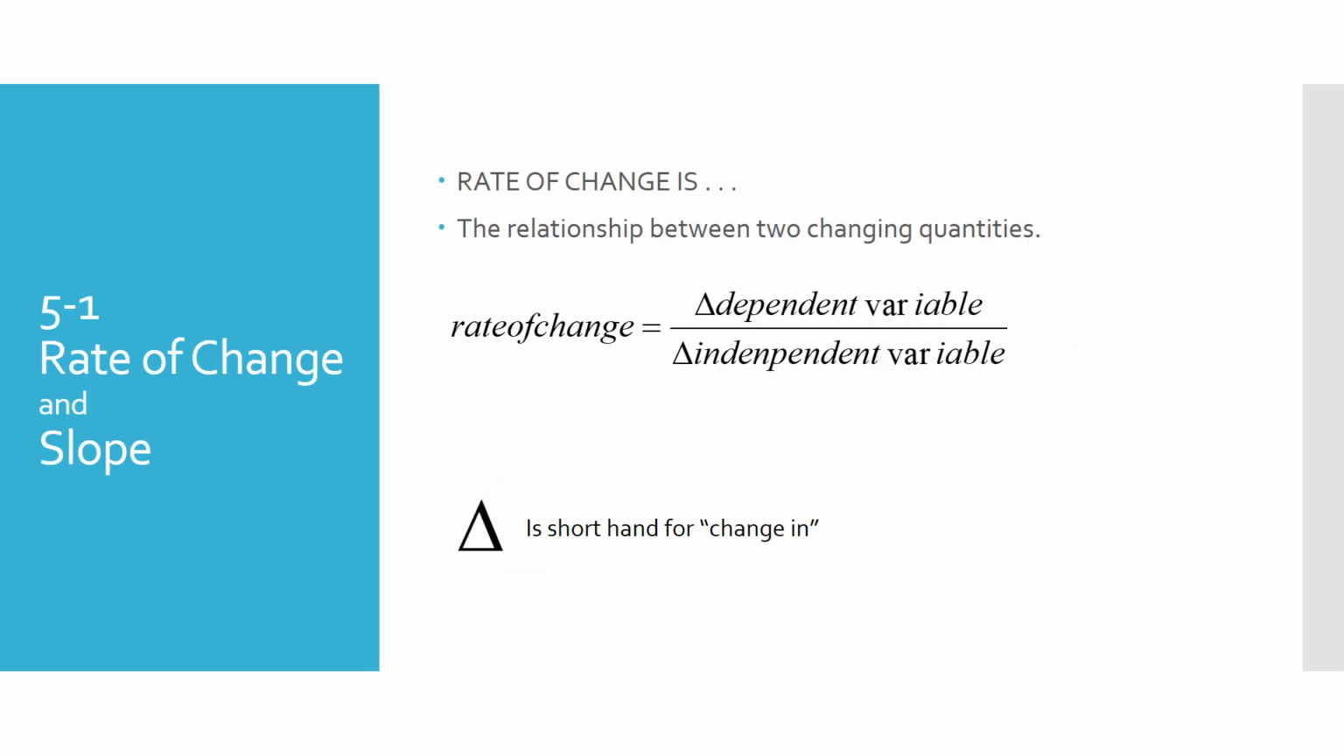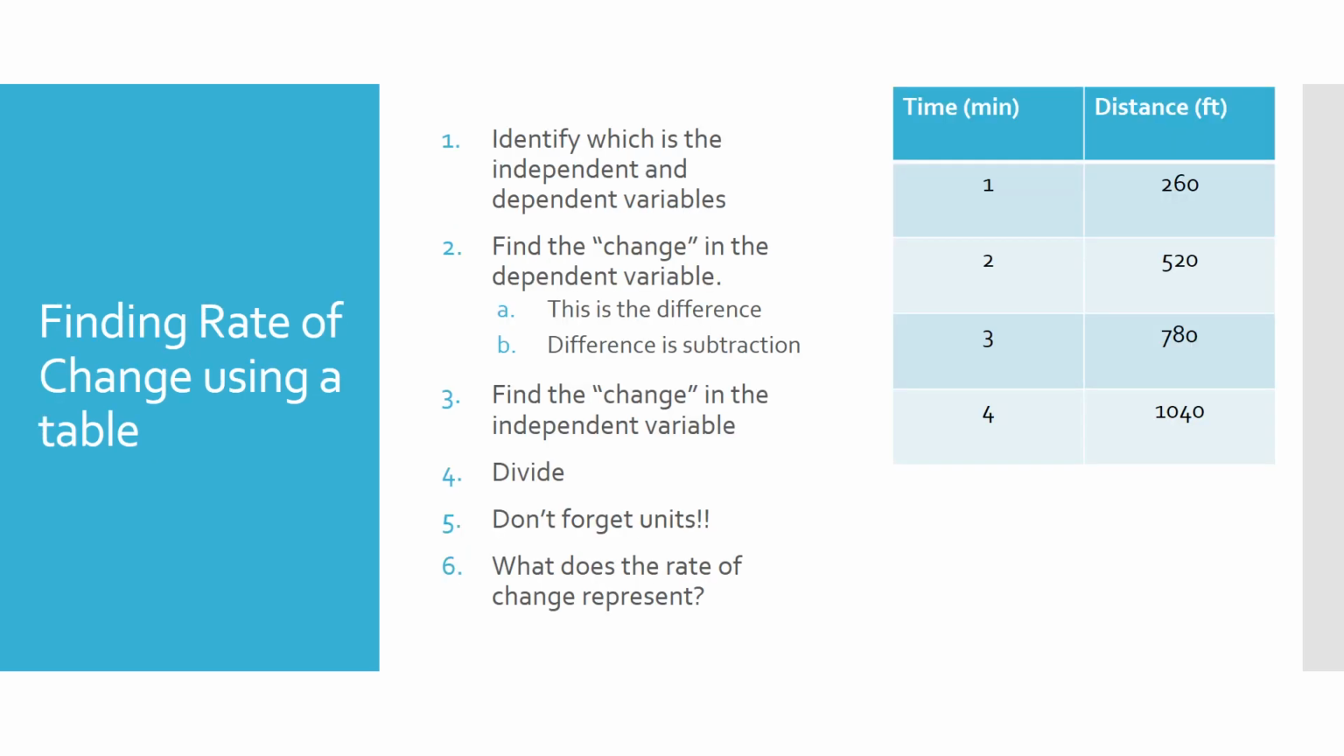Defined as this can be identified as your Y, and this is often your X. We did a little bit of this last chapter. Okay, so as we move on, there's some steps for finding the rate of change using a table. So you can see here, I've listed the steps 1 through 6.